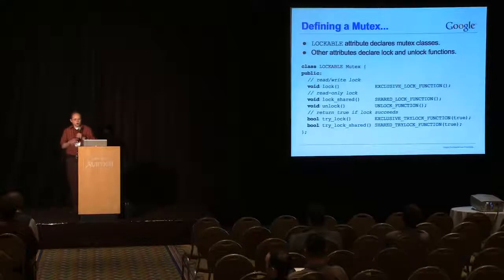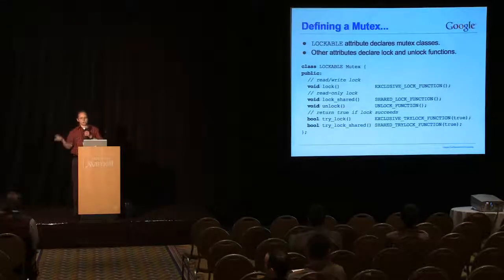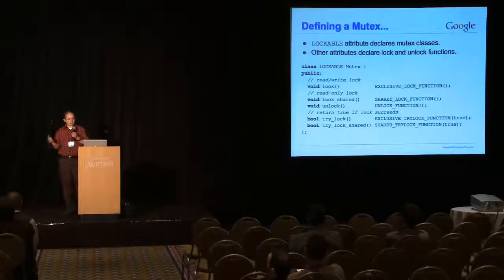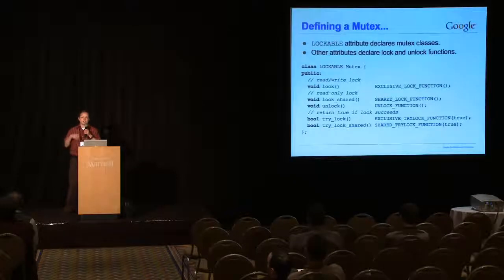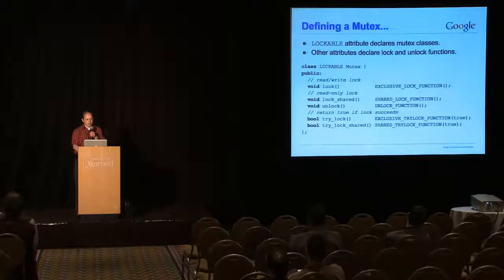Okay, so this is what the mutex class looks like. First of all, certain classes can be lockable, so you put the lockable attribute on the class. You specify which functions lock the class and which functions unlock the class, and there are several different kinds of locking functions. You can get an exclusive lock, which allows read-write access. You can get a shared lock, which allows read-only access. And you can have that version in try locks, where the return value specifies whether you managed to acquire the lock or not, for locking functions that can fail.